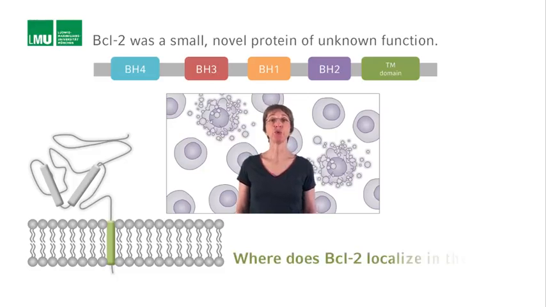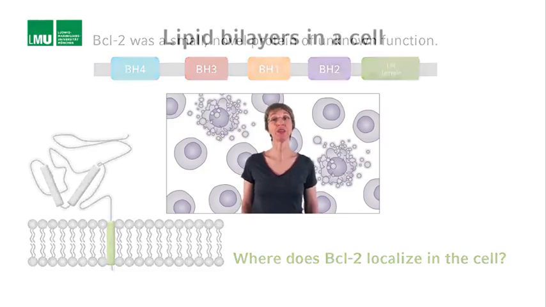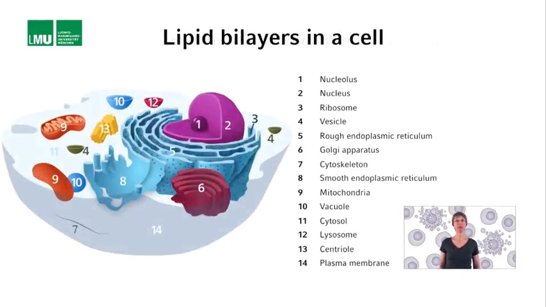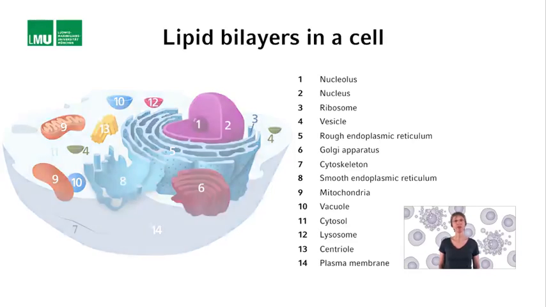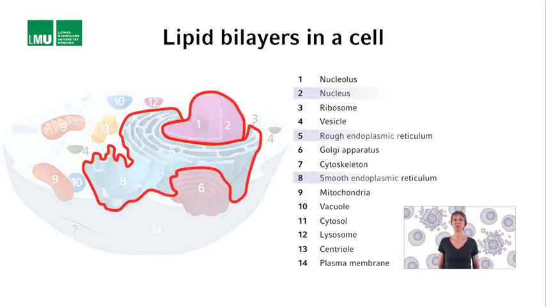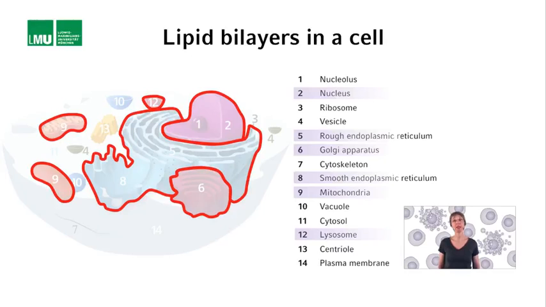Knowing where BCL2 localizes within the cell might help elucidate how it can block apoptosis. Not only cells are surrounded by a lipid bilayer, in this case the plasma membrane, but all major organelles that are found within eukaryotic cells. The nucleus, the endoplasmic reticulum, the Golgi, the lysosomes, the mitochondria, and all these organelles are surrounded by a lipid bilayer or membrane. Which of these membranes does the BCL2 protein associate with through its hydrophobic tail?